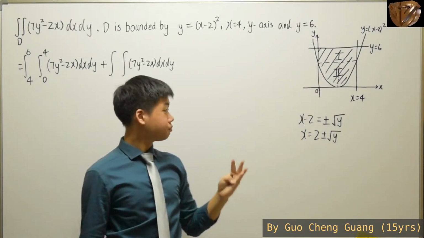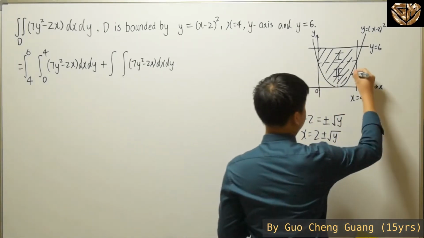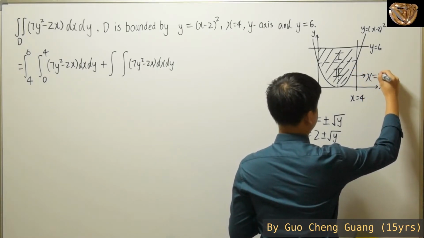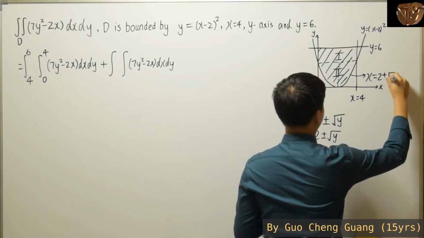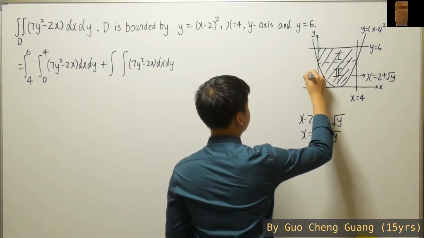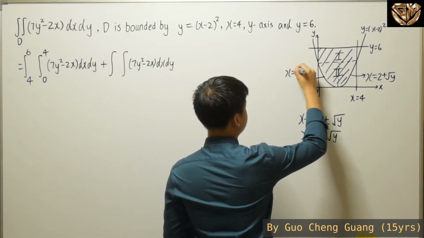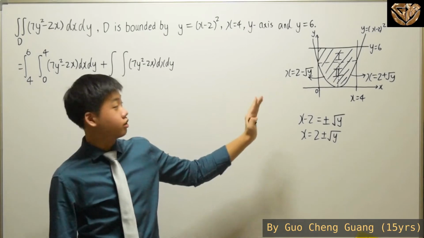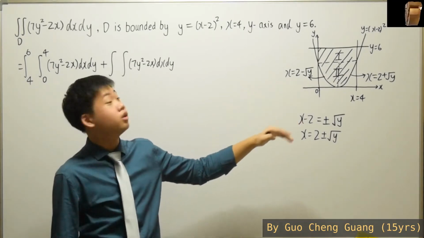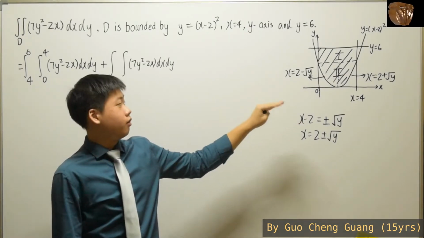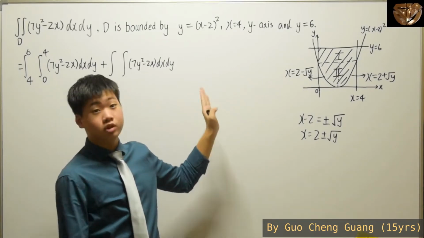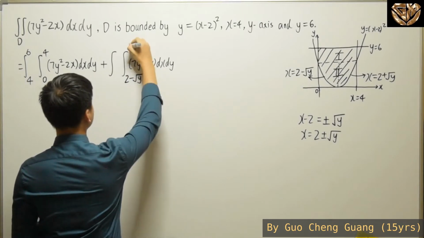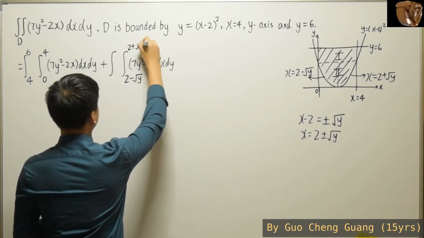side, alright? So this function over here would be x is equal to 2 plus square root y, while this function over here would be x is equal to 2 minus square root y. Right, so now we know which side it integrates from and what it integrates to. Of course, the direction for integration of x will be from left to right, where you will have 2 minus square root y to 2 plus square root y.